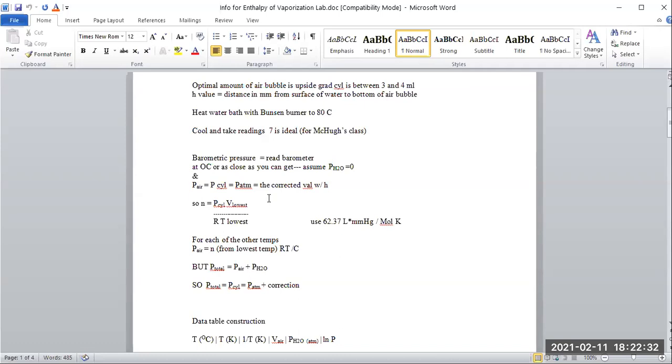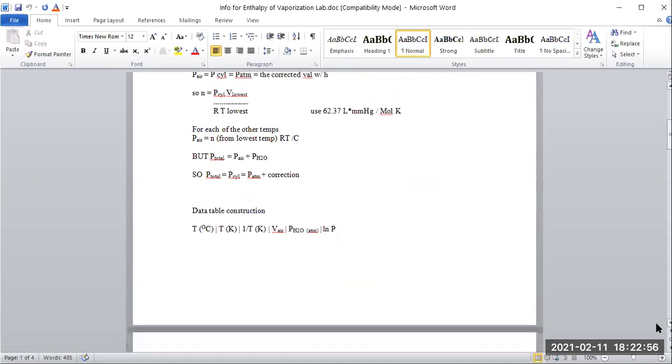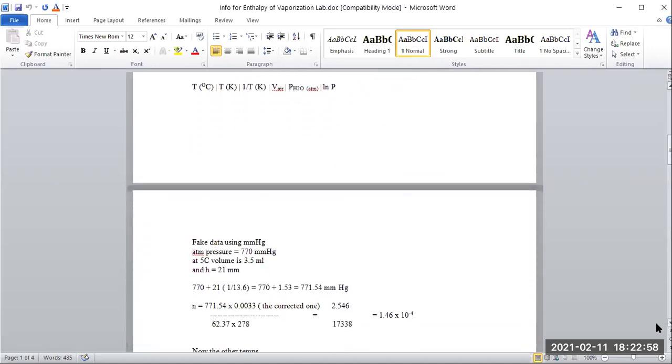This is all also based on the ideal gas law, PV equals nRT. Now I rearranged this so that my n was by itself. And I'm also using the R value that takes into account millimeters of mercury as my pressure. So let me scroll down here a little bit and show you how the data works.